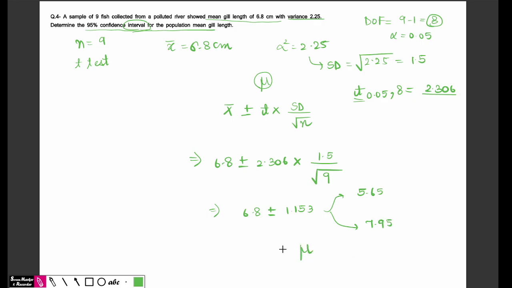Means the interval for the population mean gill length will be in this range. So this is how you are going to solve this question. Moving on to the next question.